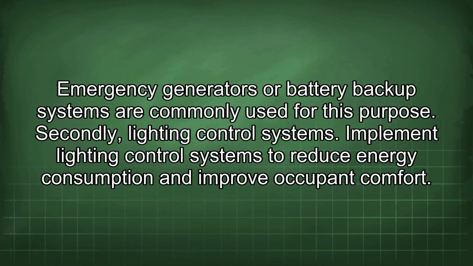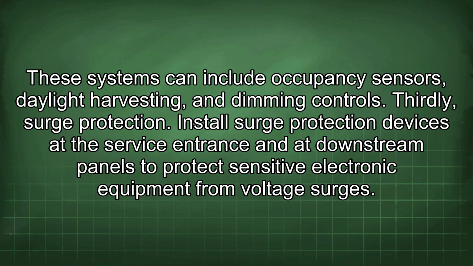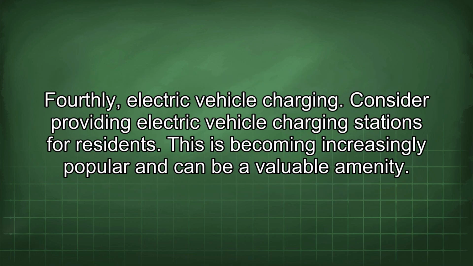Secondly, lighting control systems. Implement lighting control systems to reduce energy consumption and improve occupant comfort. These systems can include occupancy sensors, daylight harvesting, and dimming controls. Thirdly, surge protection. Install surge protection devices at the service entrance and at downstream panels to protect sensitive electronic equipment from voltage surges.